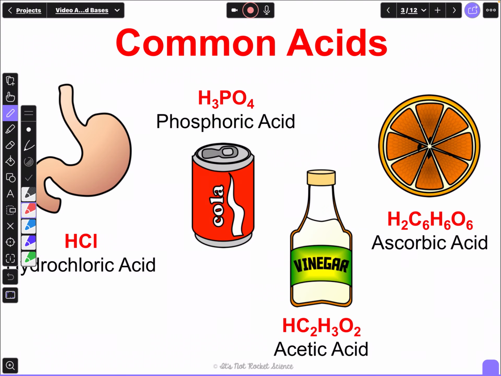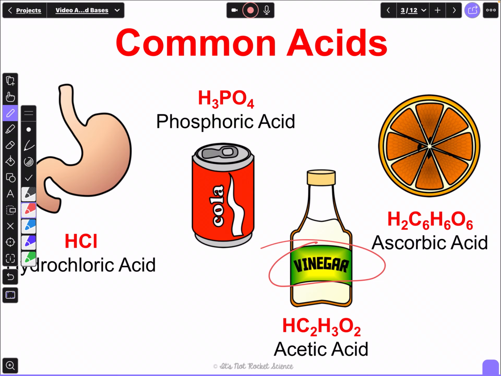Now, some common acids: HCl, hydrochloric acid, that's what's in your stomach, helps you break down food. You have H3PO4, which is phosphoric acid. You have acetic acid, HC2H3O2, which the common name for that would be vinegar. Then you have ascorbic acid, H2C6H6O6, that's like in an orange.